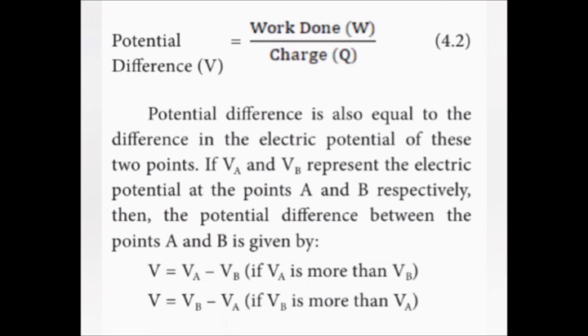It is also equal to the difference in the electric potential of the 2 points A and B. VA is the electric potential of point A. VB is the electric potential of point B. Then the potential difference between points A and B is given by the difference. If the electric potential at point A is more than at point B, then potential difference equals VA minus VB. Similarly, if VB is more than VA, then potential difference V equals VB minus VA.